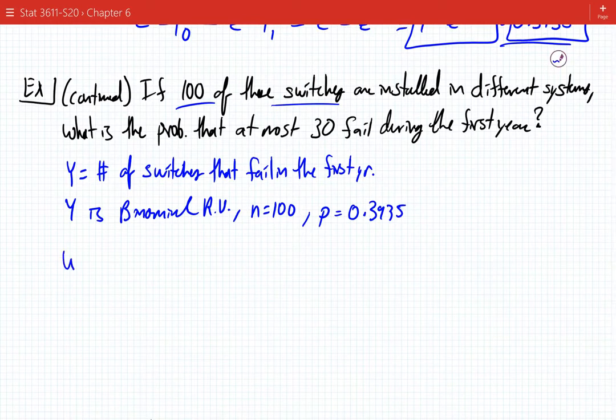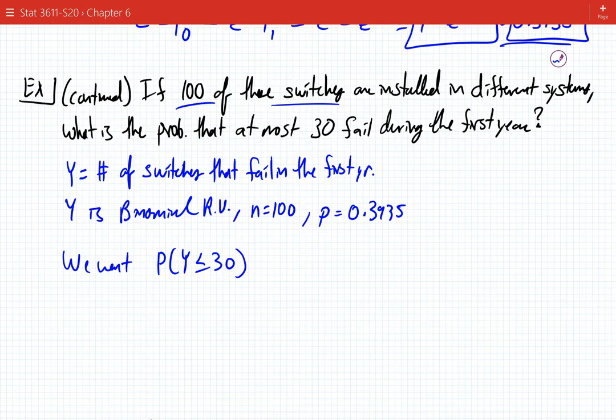And so we want the probability that y is less than or equal to 30. Well, this is the cumulative distribution probability, and as we just looked at in the last video, for the binomial random variable, the p.d.f. table in the back of the book only goes up to 20 trials.